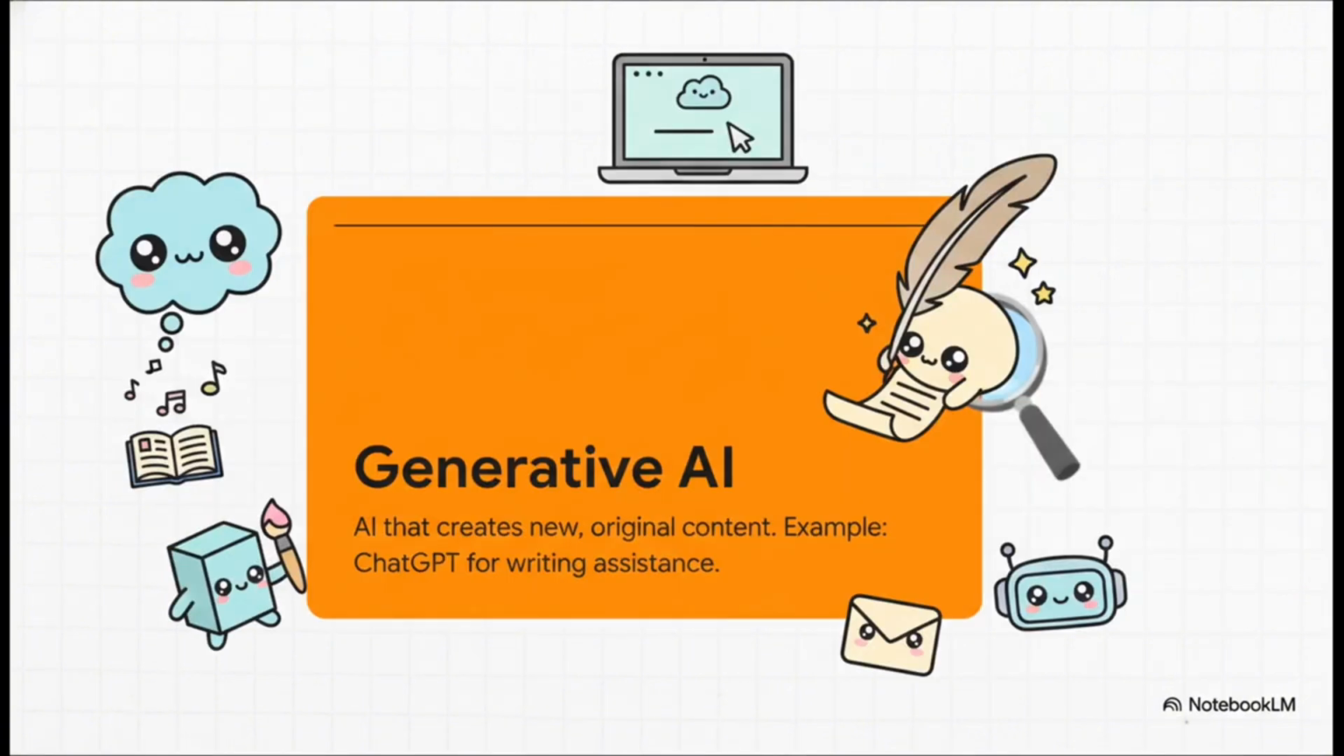Now, let's talk about a term you literally cannot escape these days: generative AI. What is it really? Simply put, it's AI that doesn't just analyze stuff that already exists, it creates brand new, original content. And the most famous example on the planet, of course, is something like ChatGPT, which can whip up an email or even write some code completely from scratch.